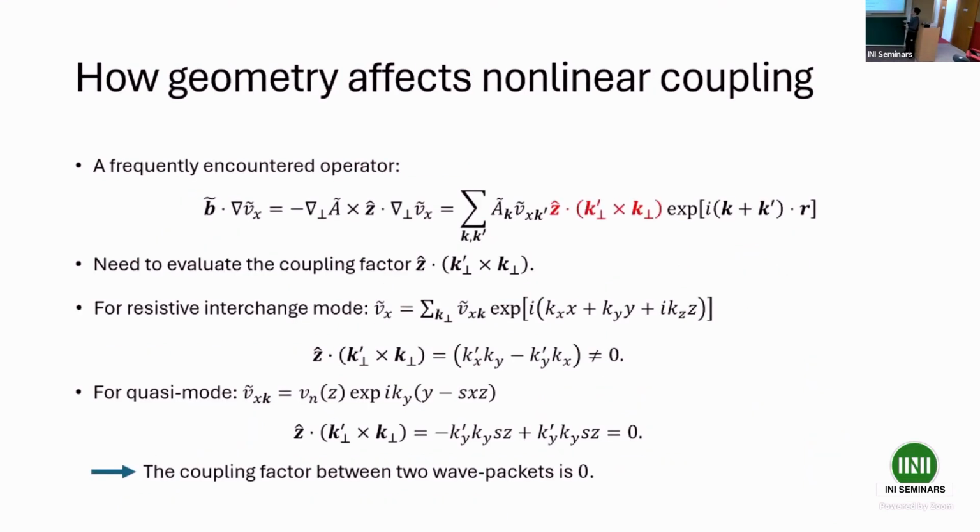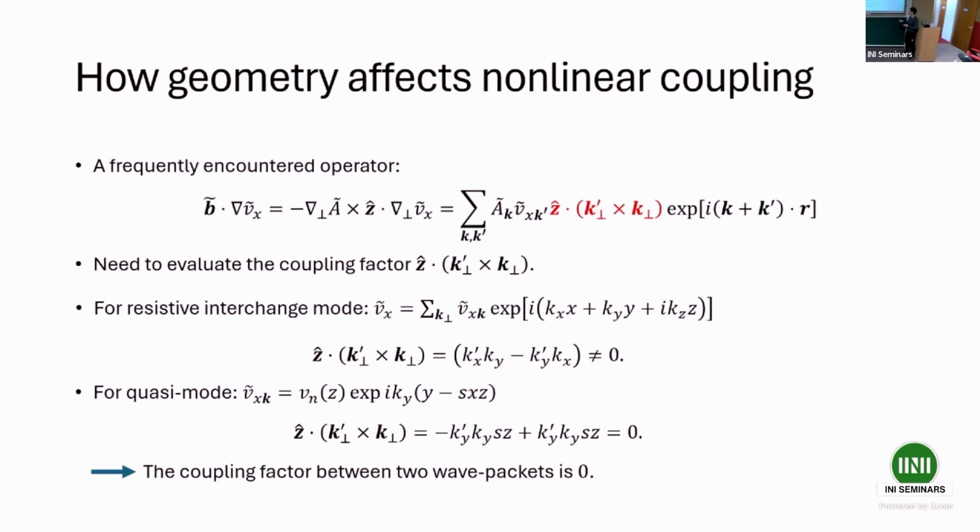Another thing I want to talk about is how geometry affects nonlinear coupling. This is a very interesting topic because in many theories, we can meet this operator B twiddle dot grad V twiddle, which is the stochastic bending term. If you calculate this term, inside it there is a coupling effect, which is theta dot k perp prime cross k perp. So if we want to determine the nonlinear coupling between two modes, we need to evaluate the coupling factor, which is this.